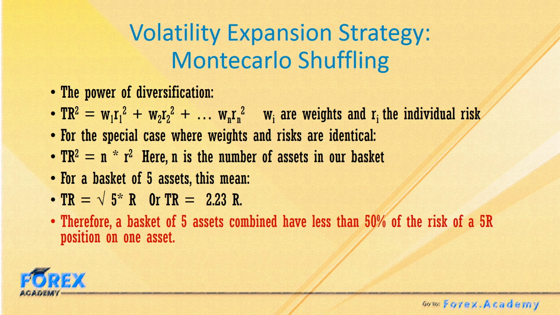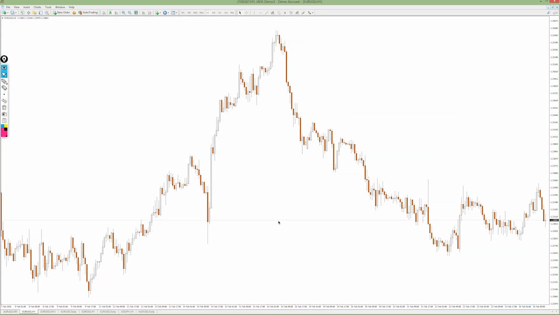For a basket of 5 assets, this means total risk is the square root of 5 multiplied by the individual risk r, or total risk is equal to 2.23 multiplied by individual risk r. Therefore, a basket of 5 assets combined have less than 50% the risk of a 5R position in one asset. Therefore, it is wise to have a basket of uncorrelated assets to reduce risk. Let's see how to trade using volatility expansions.